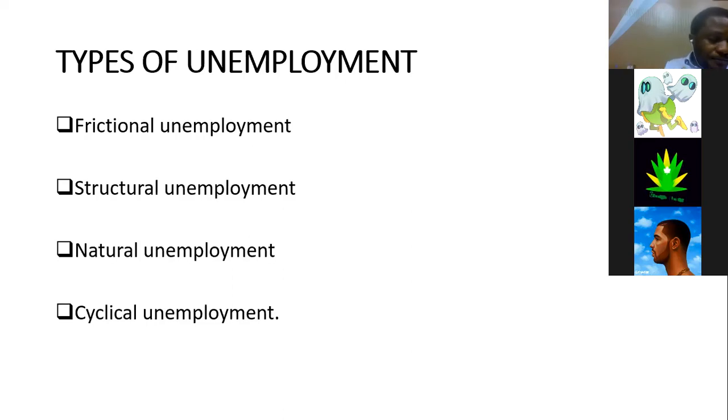And then we have the natural unemployment, which we are going to see in the Phillips curve. And then we have the cyclical unemployment. For cyclical unemployment, that's when there are changes in demand. When there's a decline in demand, that creates unemployment. A decline in demand will definitely create what? Unemployment, which is cyclical in nature.